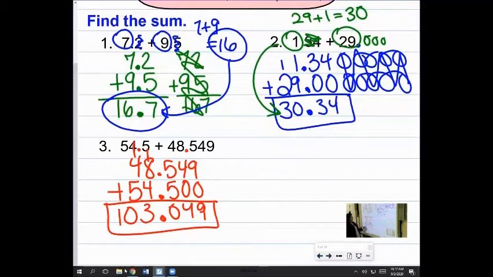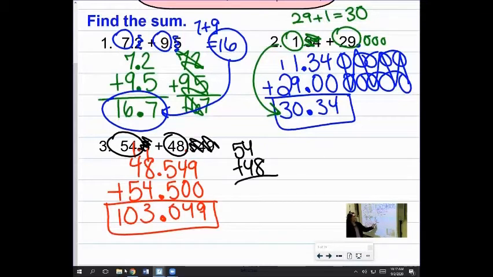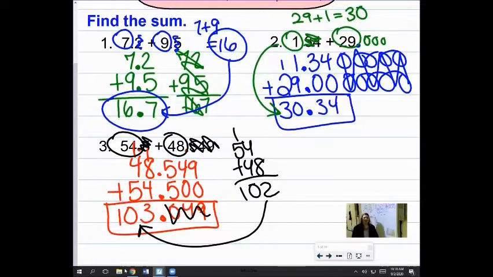So how do I know if I got that correct? Let's do the same thing. Ignore the decimal. Ignore the decimal. I got 54 and 48. 54 and 48 is 102. Is that close to 102? Ignoring the decimals? Absolutely. Reasonable. You did it the right way. That's how you check to see if your answers are reasonable.